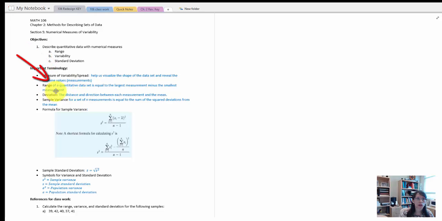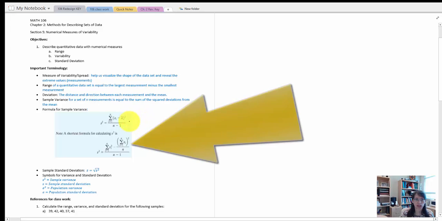The range of a quantitative data set is equal to the largest measurement minus the smallest measurement. Deviation is the distance and direction between each measurement and the mean. Sample variance for a set of n measurements is equal to the sum of the squared deviations from the mean. And we have two forms of the formula for sample variance given here.